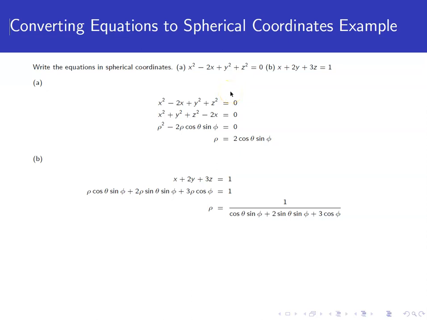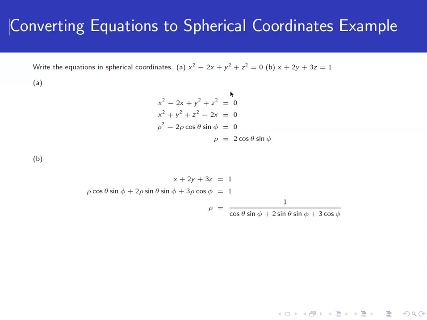In this video, we're going to look at converting equations to spherical coordinates. We're being asked to rewrite these equations that are written in rectangular coordinates into spherical coordinates. The first one is x squared minus 2x plus y squared plus z squared equals 0. And the second one is x plus 2y plus 3z equals 1. So we'll compare these equations when we're done.